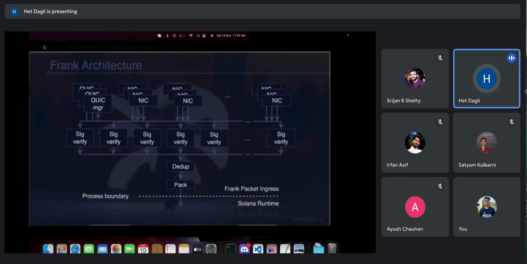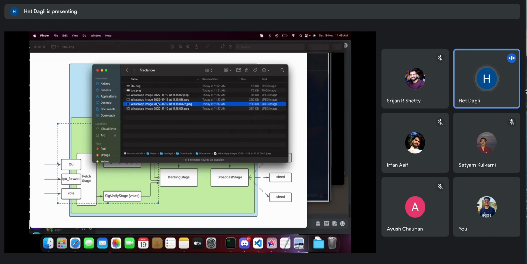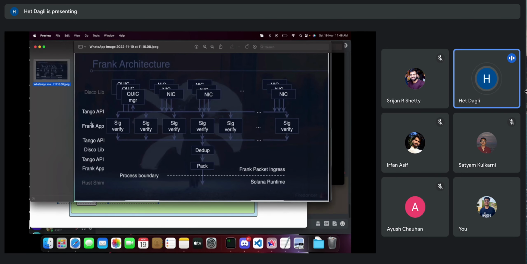This is how they see it: people flooding the NICs and transactions coming in. They have divided everything into a tile-based structure, where sig verify will be the next tile, deduplication will be a tile, and finally a packet will be ingressed to the Solana runtime, which we saw in the last slide. Now, going into detail about these individual parts.